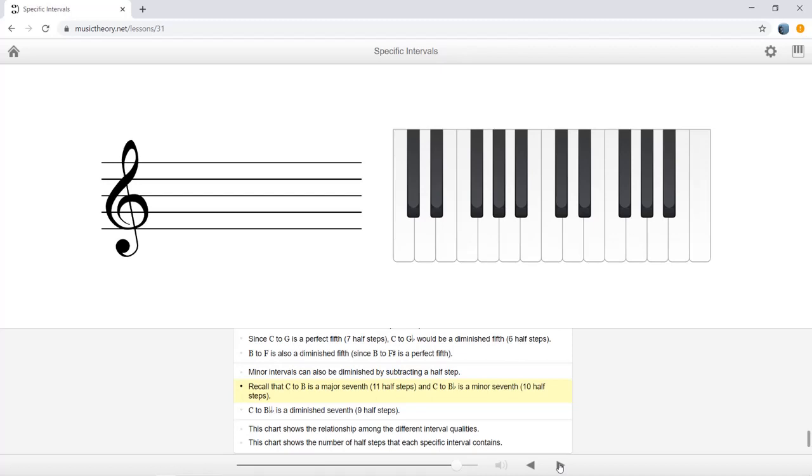All right, a C to a B is a major seventh, or 11 half steps. C to a B flat is a minor seventh, 10 half steps. So if I go from C to B, that's 11. That is a major seventh. If I go from C to B flat, it'd be a minor seventh.